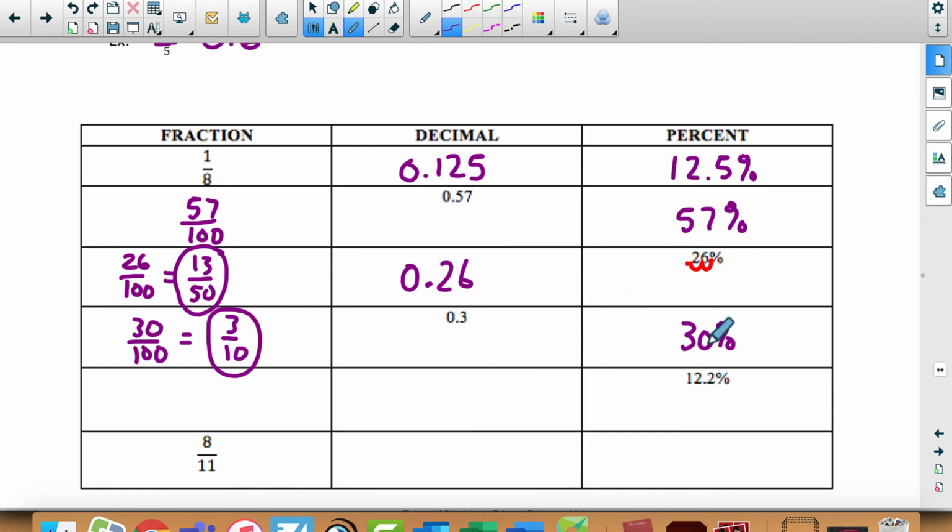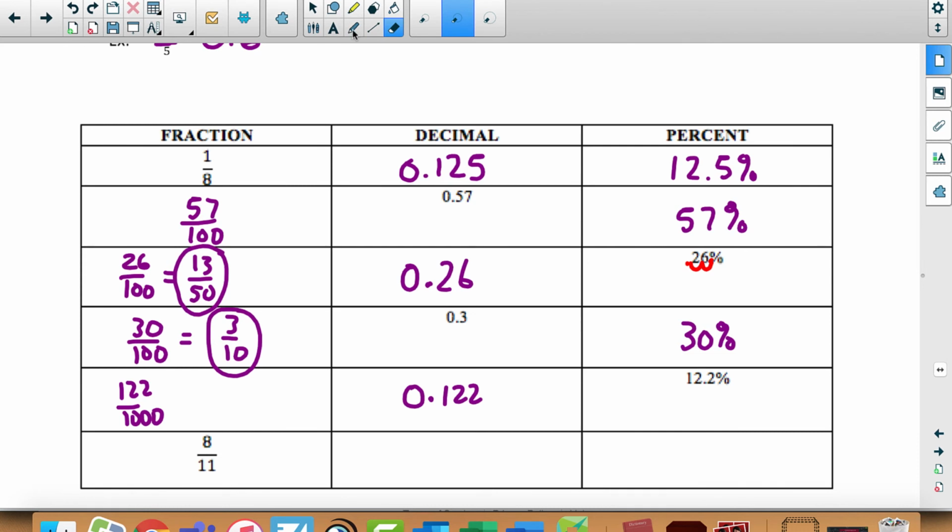Done. Percent to decimal, we move the decimal 2 to the left. 1, 2. So you get the decimal up front. 0.122. And then decimal to fraction, you could think of place value. Tenths, hundredths, thousandths. So it's 122 over 1,000.